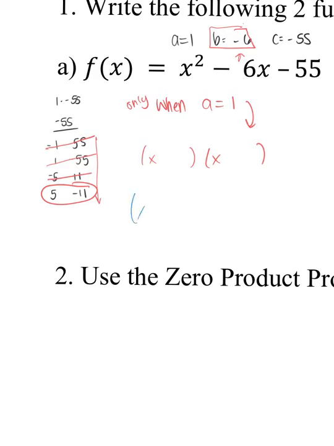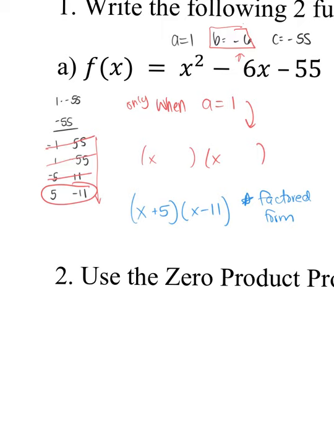So I'm going to do it down here. We chose a +5, so X plus 5. And then we chose a -11, so we have X minus 11. And this is in factored form, so I want you to leave your answer like this. Okay? So that one's pretty simple because A is equal to 1.